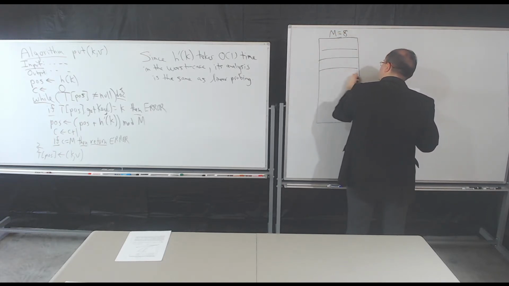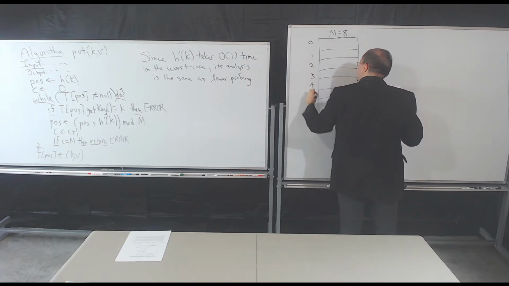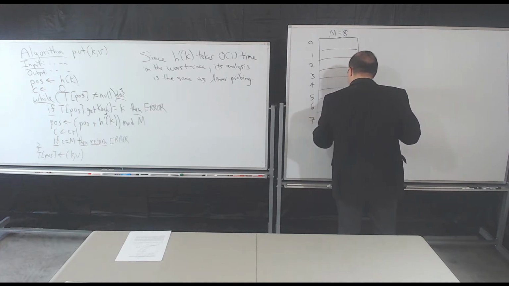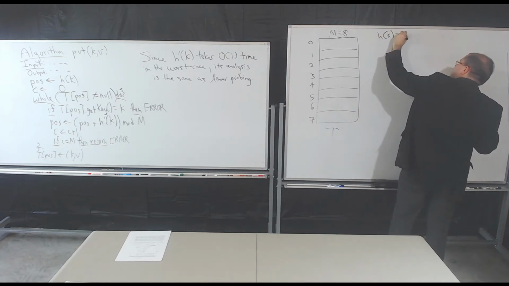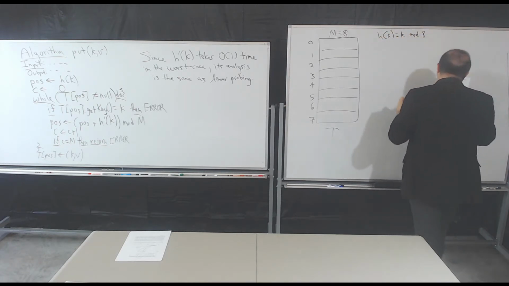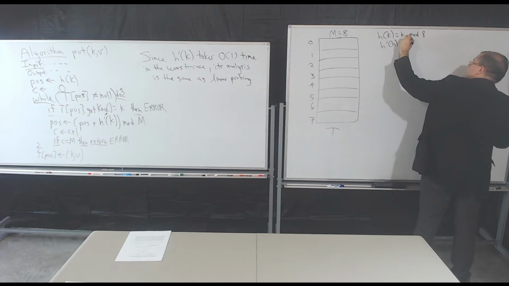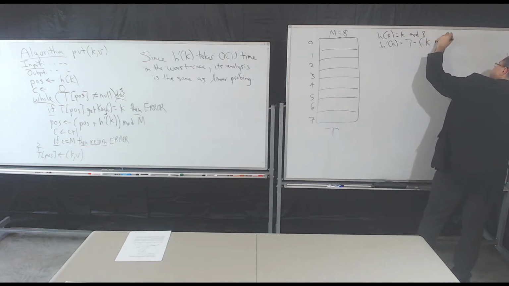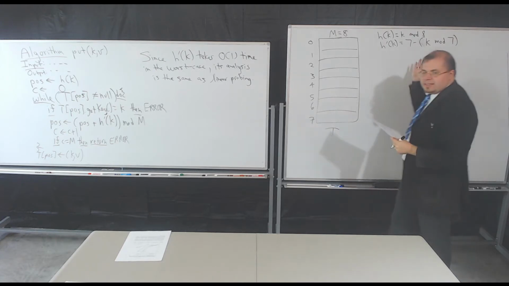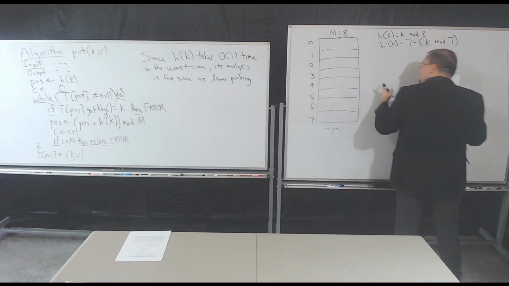So remember, 8 is not a prime number. My hash function is going to be k mod 8, and my secondary hash function is going to be h prime of k, which is going to be 7 minus k mod 7. 7 is indeed a prime number, right? So I'm just going to not take my advice, and I'm just going to try using this.